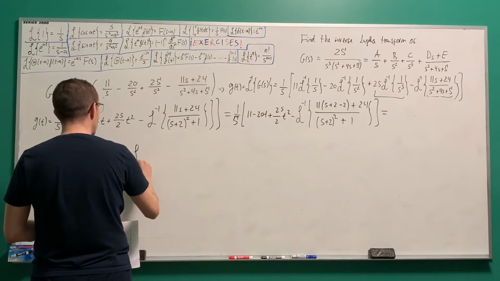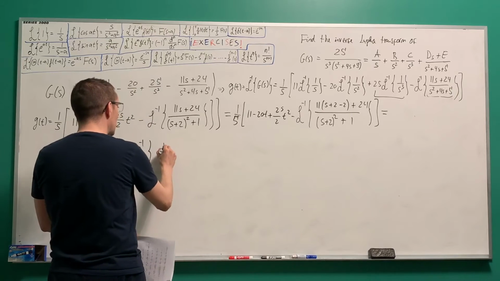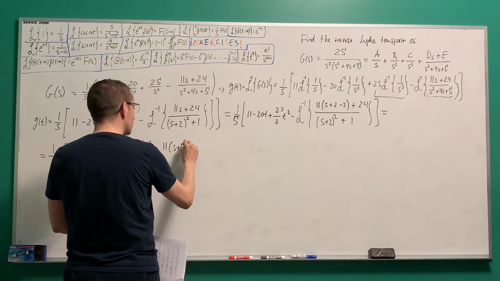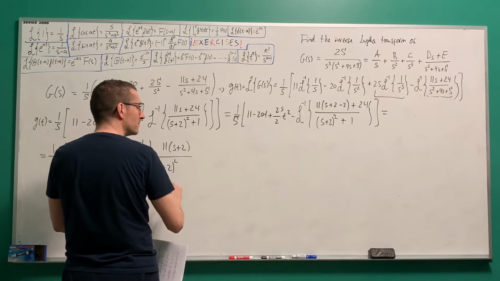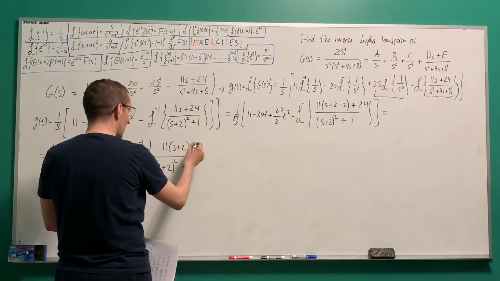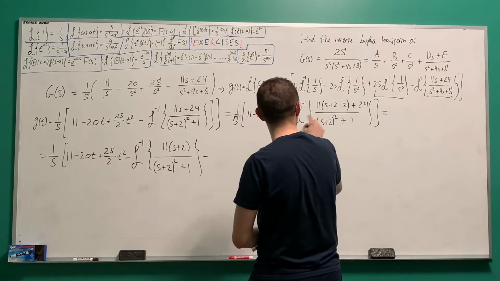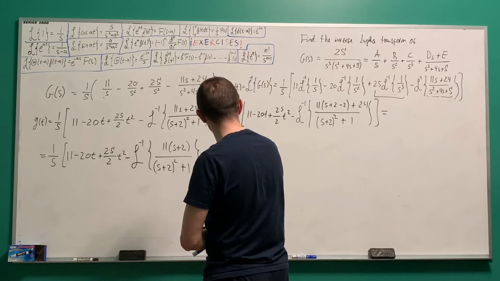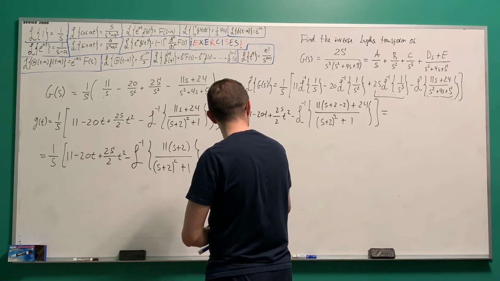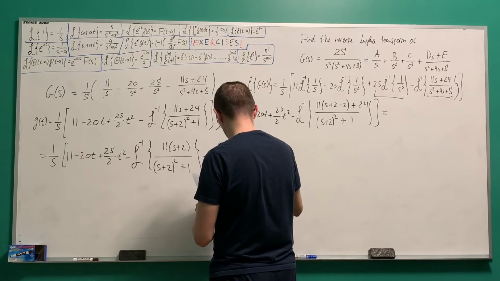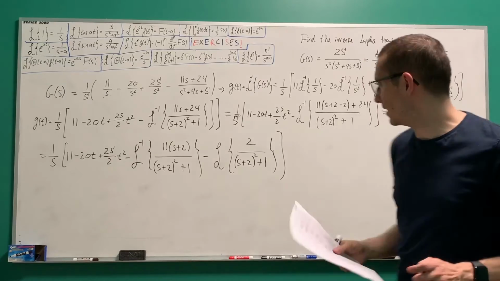And now I have the inverse Laplace of two fractions. The first one is 11 s plus 2 divided by s plus 2 squared plus 1. Right? And then minus, because it's the same minus here, Laplace transform of 2 divided by s plus 2 squared plus 1. Hopefully you see what I did.